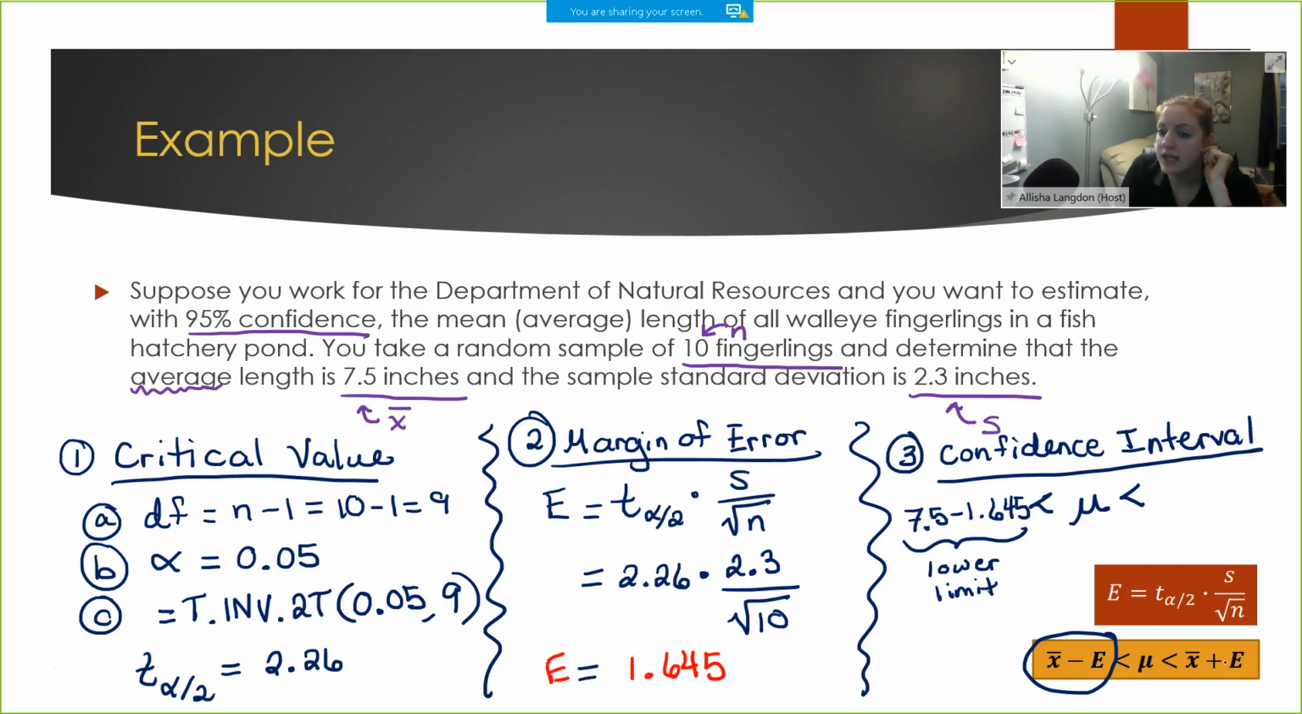Okay. The other side of our population mean, we're going to take our X bar, which again is 7.5, and we're going to add our margin of error, 1.645. This is going to be our upper limit.